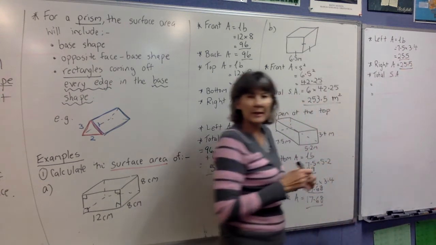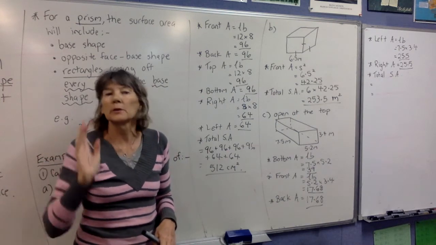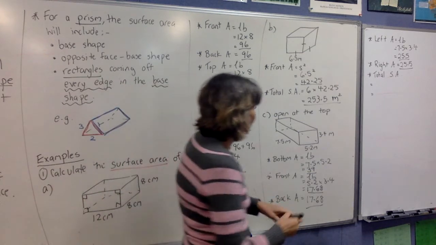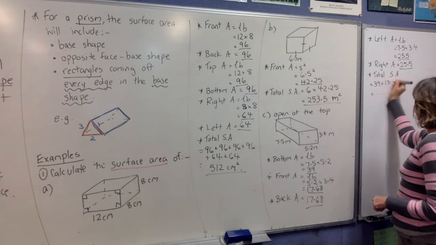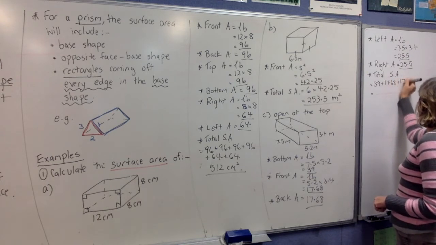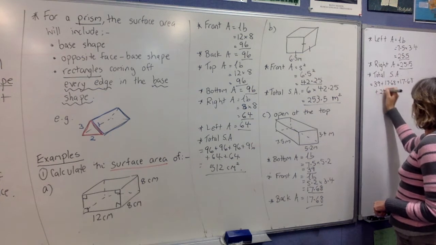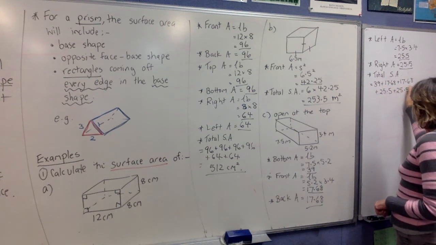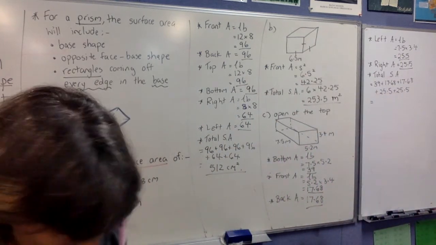Now remember, how many surfaces did we have in this shape? There was no top, remember? So we should have 5 surfaces, not 6. All right, so let's just add up the 5 of them. Okay, and we're going to total up those 5 and see what we get.